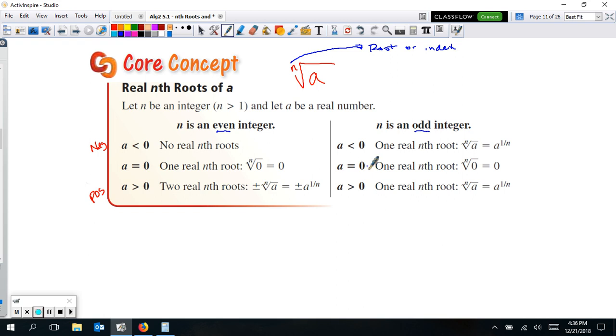If A equals 0, then it has one real nth root, just like the even ones do. When it's greater than 0, when it's a positive number, it has one real nth root. That's a little different. The even case has 2, but the odd case only has 1. We need to keep remembering this. This is the big idea that we need to know for the next section we're going to do.